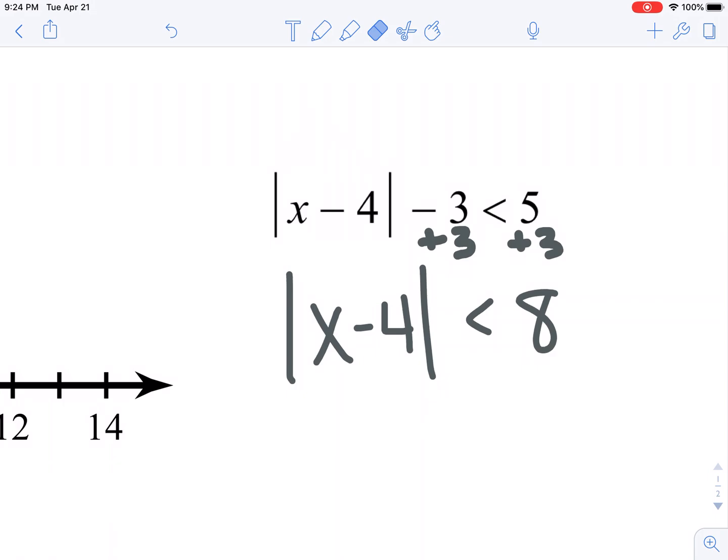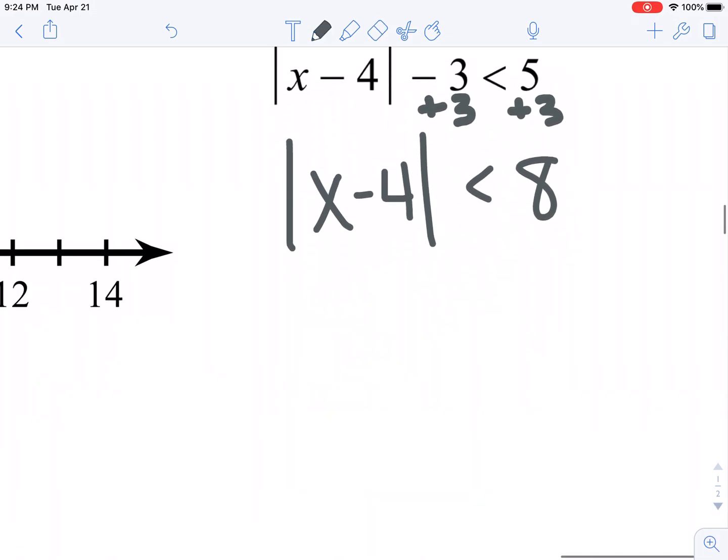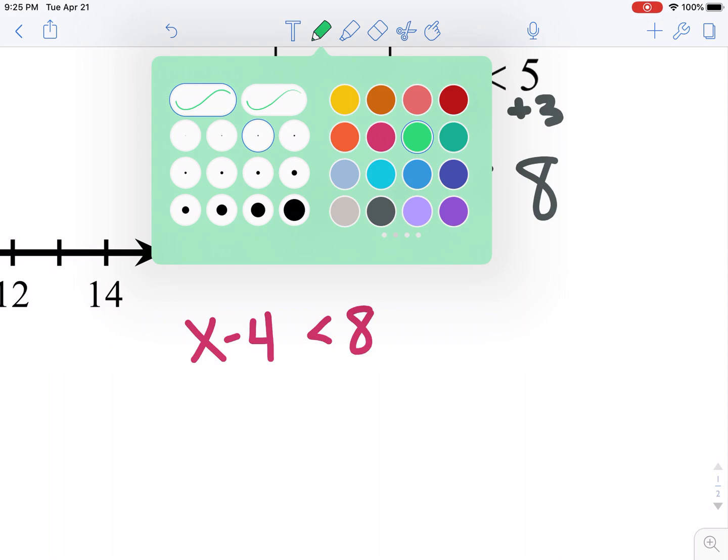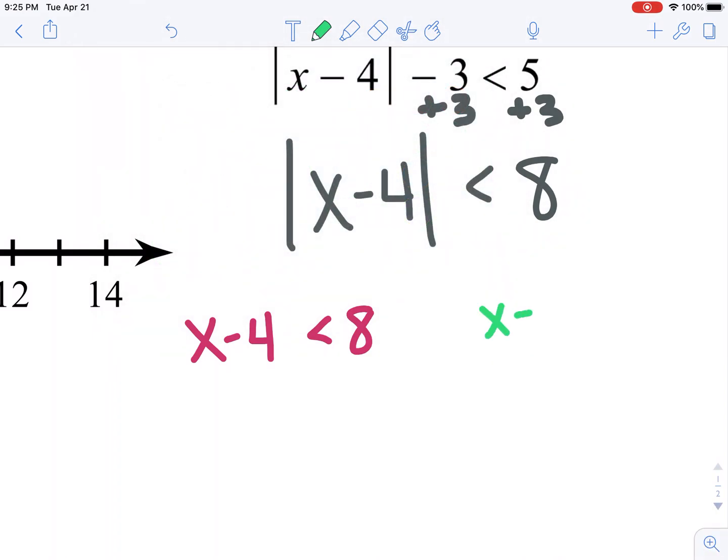Now that I have my absolute value isolated, this is where I can split it into the positive version and the negative version. Whatever x minus 4 is, it needs to be less than 8. That's what the problem says. But remember, you write the other problem, so x minus 4 needs to be greater than a negative 8. So the idea is this distance needs to be in between 8 and negative 8.